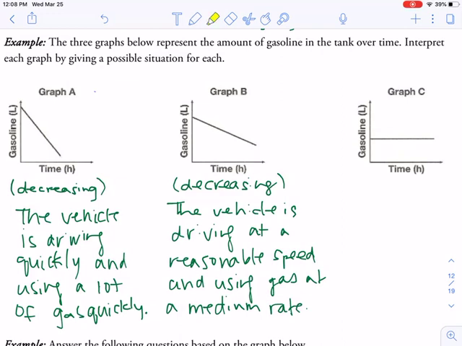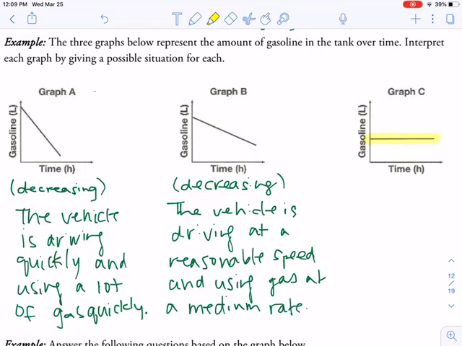Okay, last but not least, we have graph C. Now we can see that that is a very flat line. This situation could be that the car is maybe idling, or, let me rephrase that, the car could be just sitting, that's the word I was looking for, because we can see that the amount of gas here is just staying constant. So that means that the amount of gas is not decreasing in the tank.